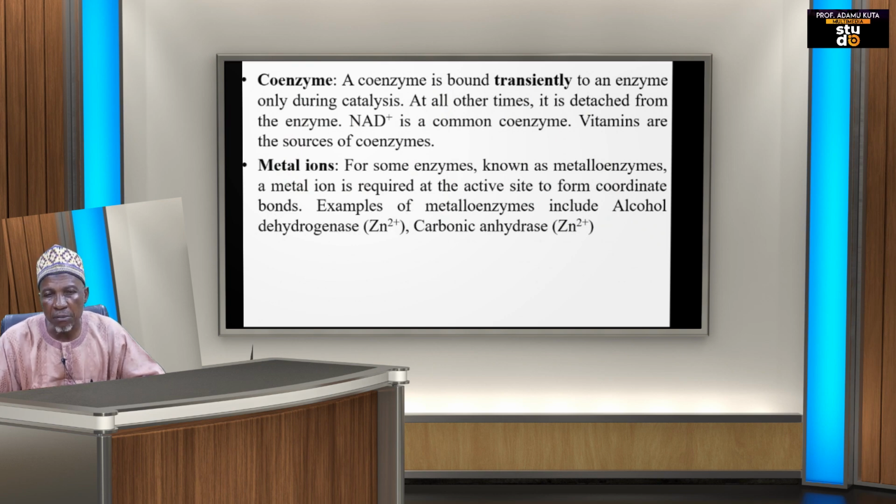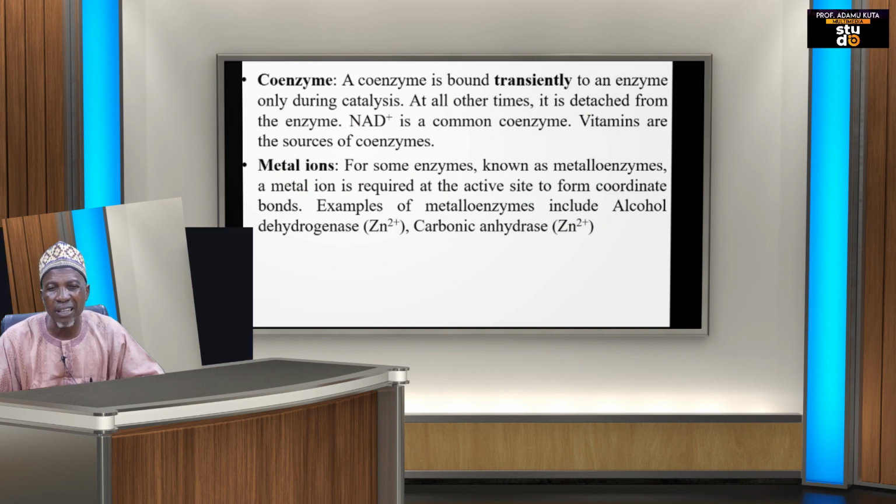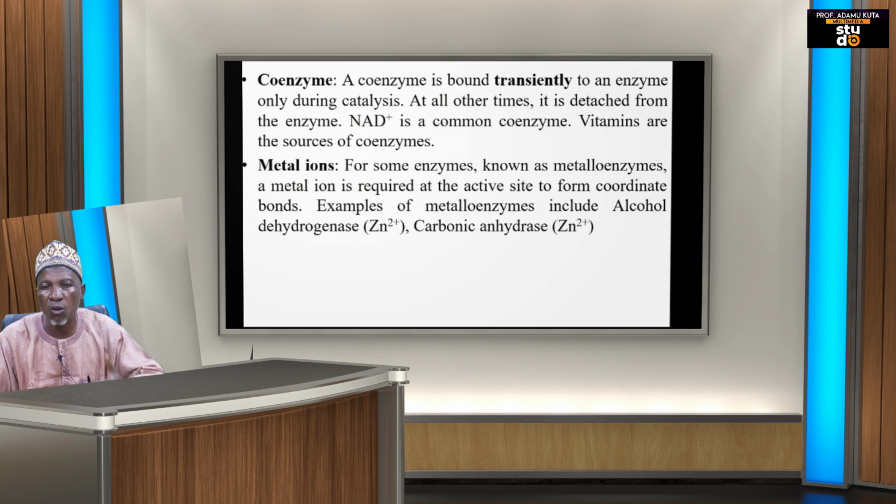There are many enzymes like the dehydrogenases. They cannot act without NAD or FAD. So this category of cofactors are known as coenzymes. And the moment they act with the enzyme, at the end of the reaction, they dissociate back to their normal state. Then the third category are the metal ions.